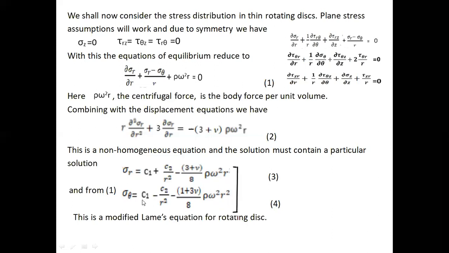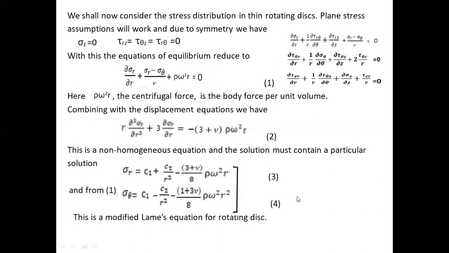So we can in a way call this modified Lamè's equation, because Lamè's equation doesn't have this part. Okay, so equations 3 and 4 are the solutions of the equation of equilibrium for the rotating disk shown in equation 2. So this is the equation that we have to solve for a particular case. Now we need to put the boundary condition.